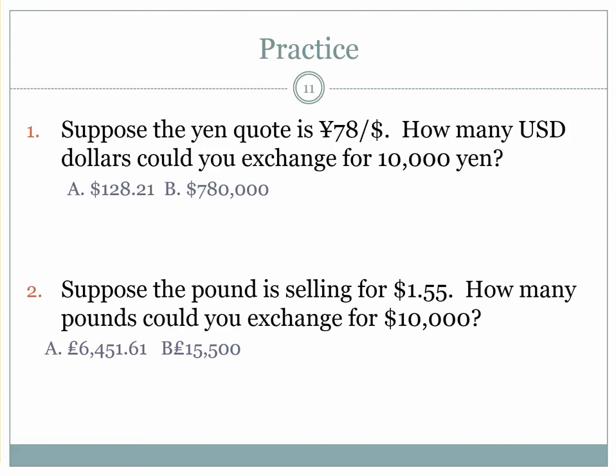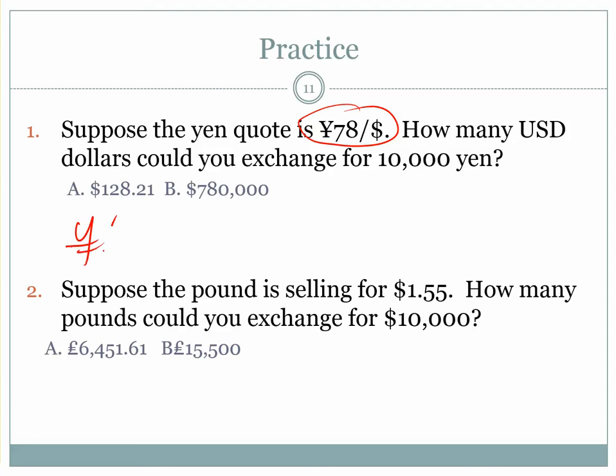So here's some practice. Suppose the yen indirect quote for an American is 78 yen per US dollar. How many dollars can you exchange for 10,000 yen? So if you want to pause and work on this, you can now. I'll show you the solution now.